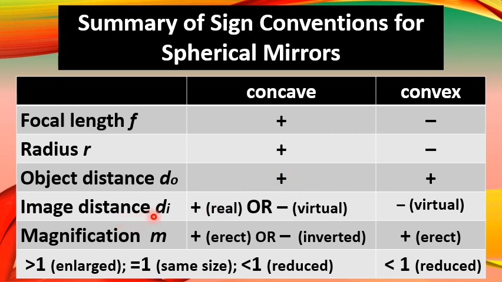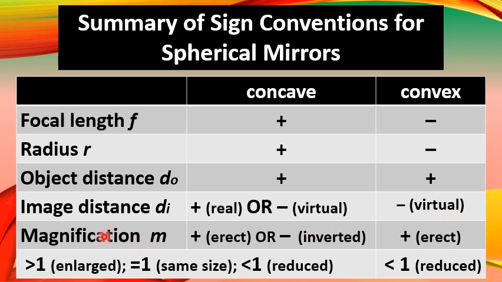Now, for the image distance, DI, in the case of concave mirror, the DI can either be positive or negative. So when the image is located in front of the mirror, it is considered a real image. Hence, DI is positive. But when the image is formed at the back or behind the mirror, where DI is negative, we say that the image is virtual. In the case of convex mirror, the image is always virtual. Hence, the DI will always come out to be negative.